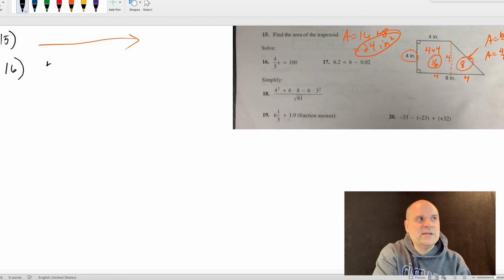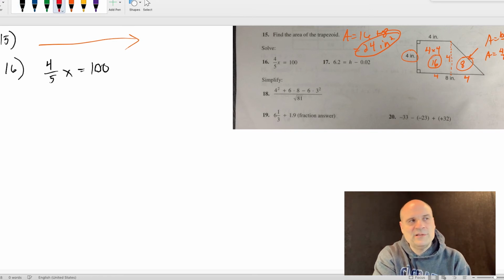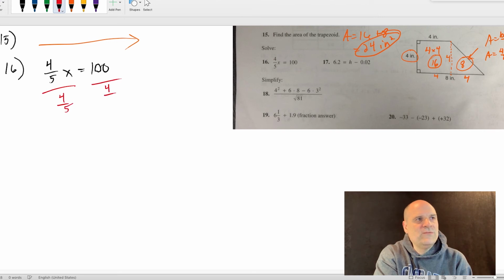Number 16. We're going to solve this equation. We've been doing this all day. How do you get rid of that 4/5? Well, it's being multiplied, so divide it. Divide by 4/5, divide by 4/5. It cancels there, and we're left with this division problem.